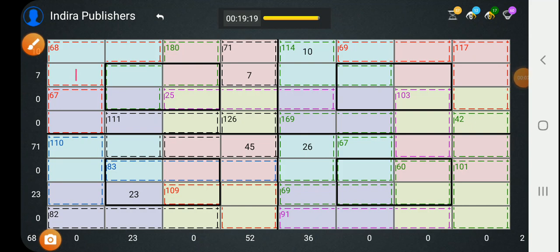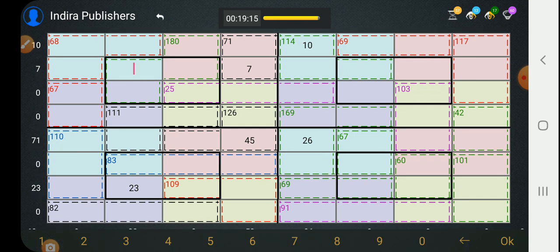Friends, we will now solve this magic square puzzle. You have seen the rules. You can now see the rules there. Okay, I hope that you all know the rules. If not, there's a video and you can look into the rules.